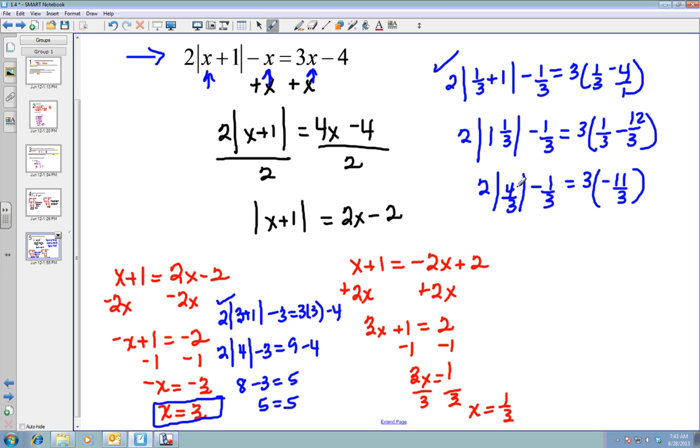So now 2 times 4/3, multiply straight across, an absolute value, it's going to be positive. That's 8/3 minus 1/3 equals, when I multiply this, do you see that my 3's will cancel? And I get negative 11. Is 8/3 minus 1/3 going to be negative 11? No. So I know 1/3 is not going to work. When we write our solution set, it is going to be 3, and it's going to be in the brackets. Okay? All right, so your assignment will be given to you in class tomorrow.